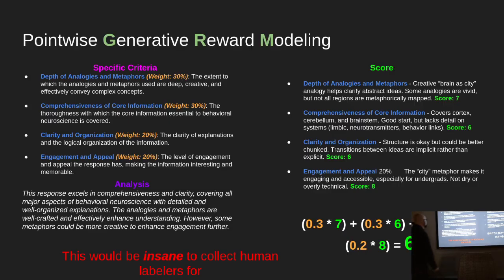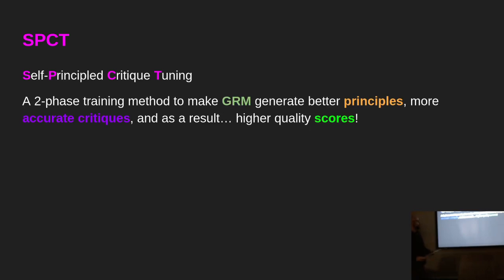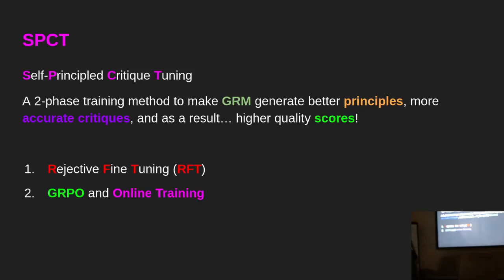Well, DeepSeek said, hold my beer, we're going to train a model to do this. So they said, let's automate it. They created something called self-principled critique tuning. Half the time I'm going to say the C is here. It is not. What this basically means is they're going to take a two-phase method where they make a model that's trained to do GRM output and specifically train it to generate better principles and accurate techniques and create better and better scoring of different subjects.